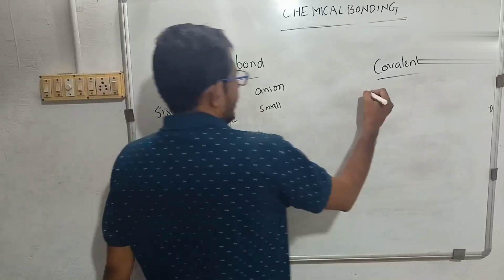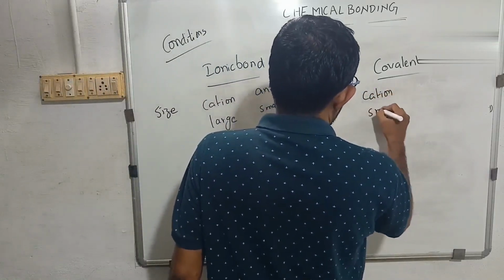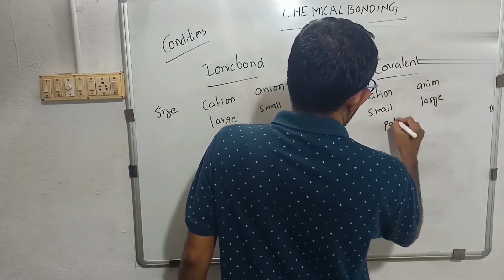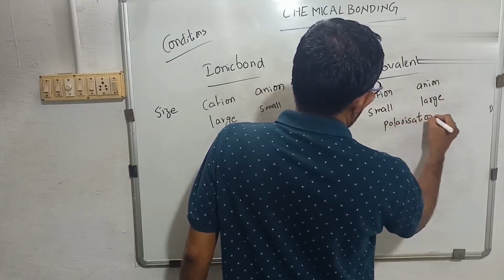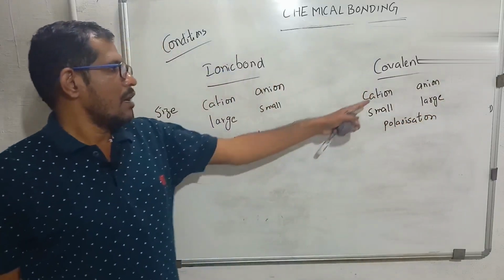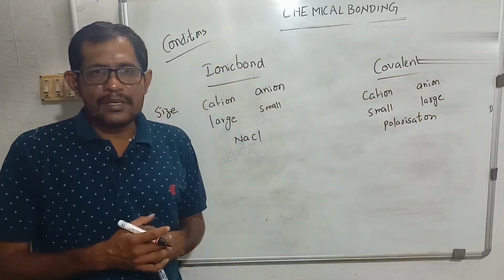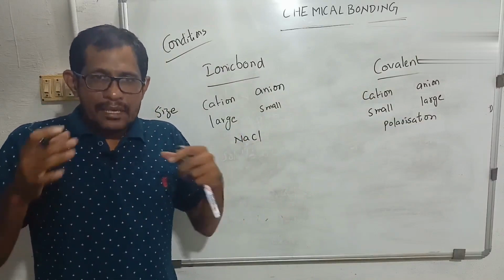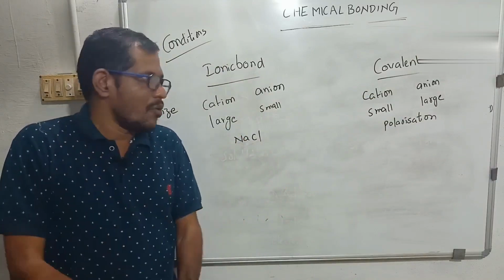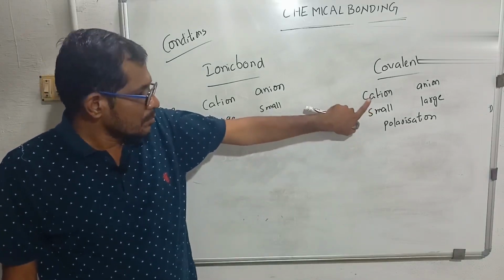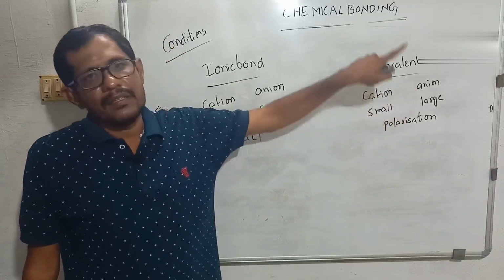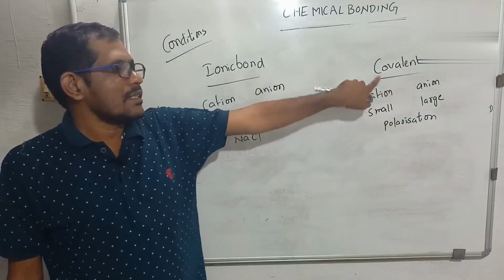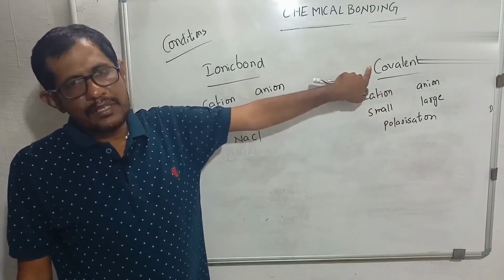What will happen in a covalent bond? If the cation size is small and the anion size is large, polarization happens. If polarization happens, the extent of overlapping is more, which means sharing of electrons is more. That's why for a small cation and large anion, the formation of a covalent bond is favorable.